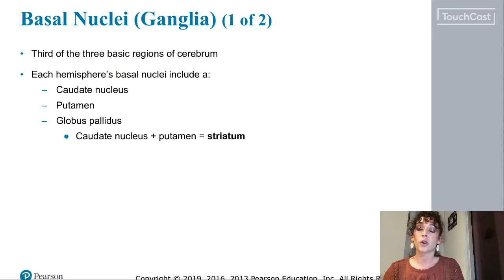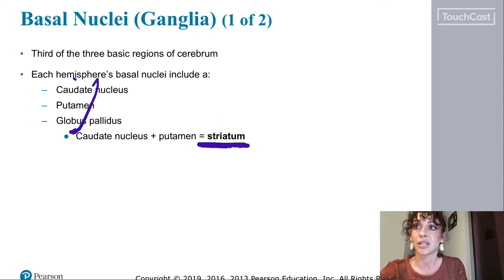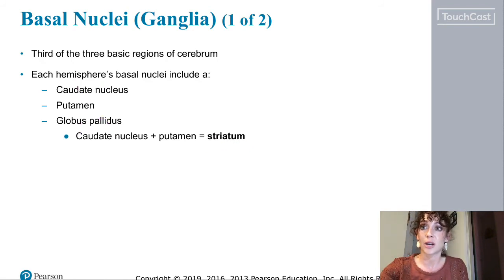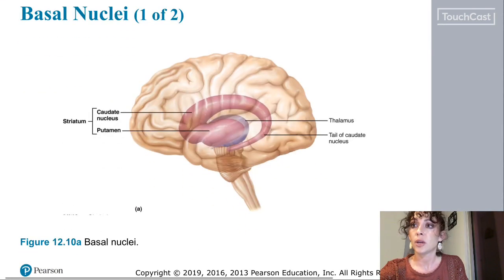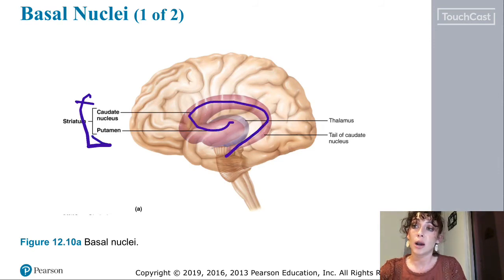And finally, the third of the three basic regions of the cerebrum. We're almost there, hang on. Each hemisphere has basal nuclei that are going to contain a caudate nucleus, putamen, and the globus pallidus, okay? The only thing that you need to know of all of those is the striatum. That is going to be the most important part. I don't necessarily need you to memorize what goes into that striatum. If we look at that, it looks very similar to our ventricles, right?